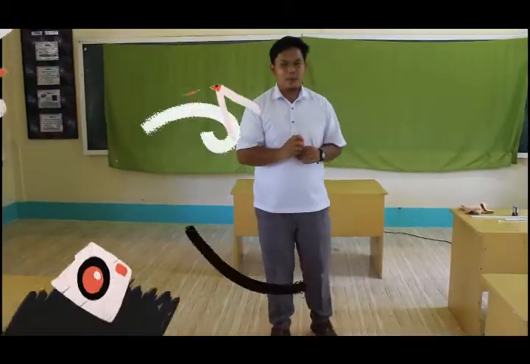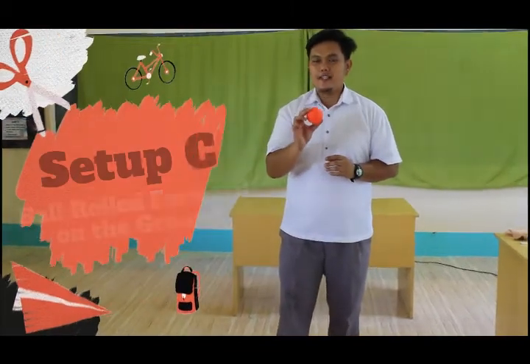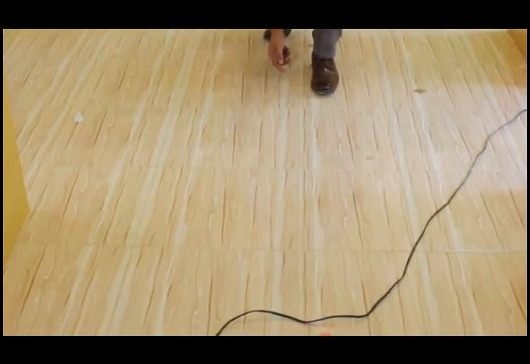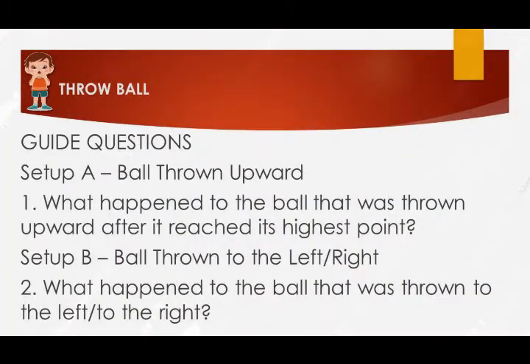For the last setup, we are going to observe how the ball is affected by gravity if we let it roll forward on the floor. Are you ready? Okay. What happened to the ball? Did it stay on the ground or did it float? For the following guide questions, please do not forget to write down your answers in your activity notebook. You can pause the video to give you time to think and answer.